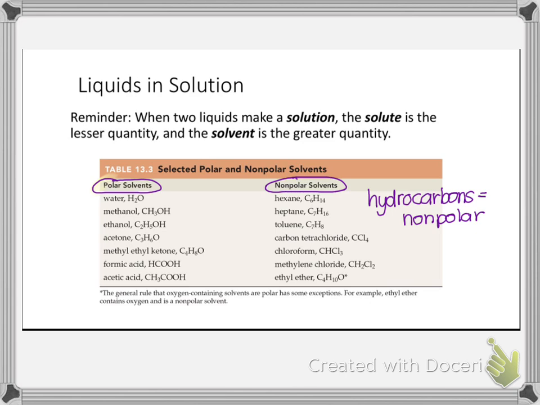Now, one of my other textbooks identified a general idea. So general means it's not always true. And they said if you have one oxygen for every 3 carbons, then in general, it's going to be a polar substance.